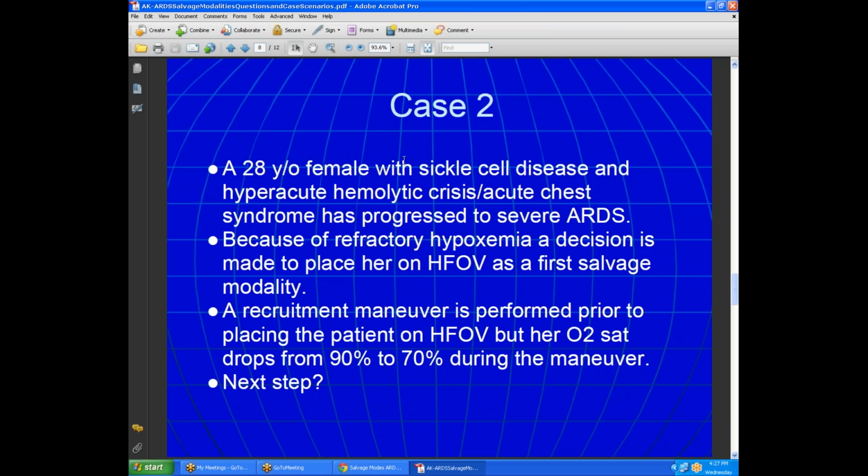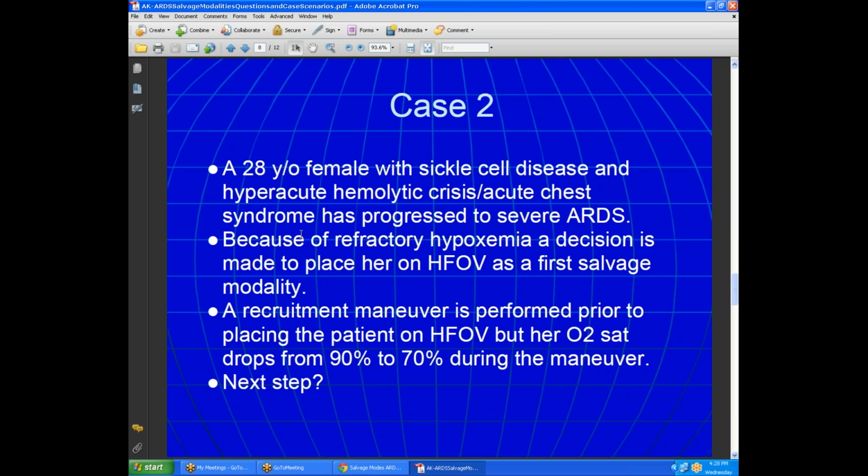28-year-old female, sickle cell disease, hyperacute hemolytic crisis, acute chest syndrome, progresses to severe ARDS. The decision is made to put her on the oscillator as the first salvage modality. You do a recruitment maneuver, but during the maneuver, her O2 sat drops from 90 to 70%. Any thoughts on things to do here?